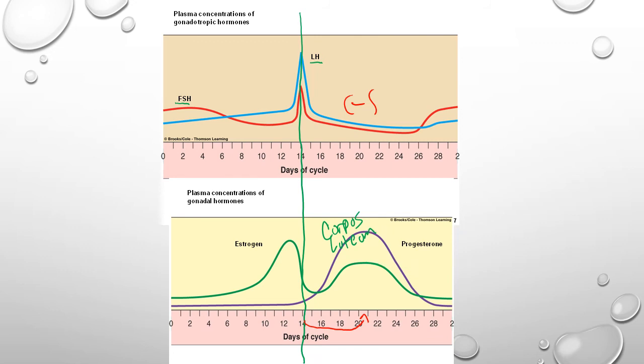But if implantation doesn't occur, that means there's no HCG. If there's no HCG, our estrogen levels and progesterone levels fall, and once they get down to essentially their basal level, then we can start to have FSH and LH levels come back up. That's going to lead to the destruction of the endometrium, and essentially we're back at the beginning for menstruation.